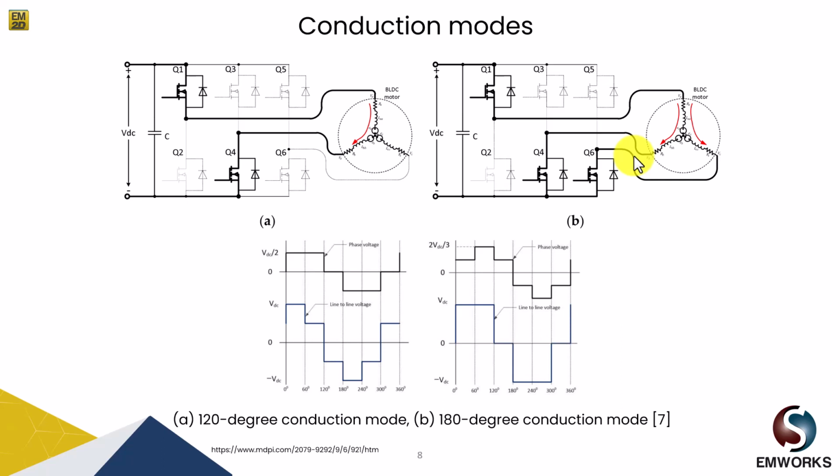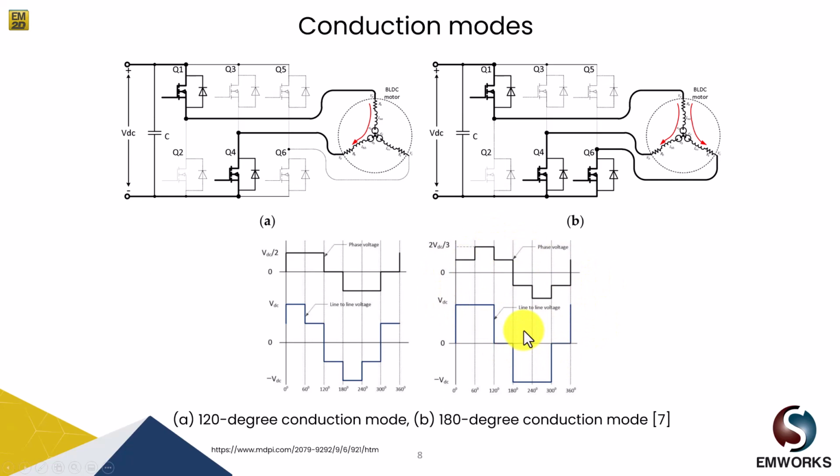The value of the phase voltage in this mode is either VDC by 3 or 2 VDC by 3. As you can see, it's in two steps. The first one is VDC by 3, and then the peak, that is the second step, is 2 VDC by 3. Its output voltage waveform, phase voltage and line to line, is shown here in the bottom part.